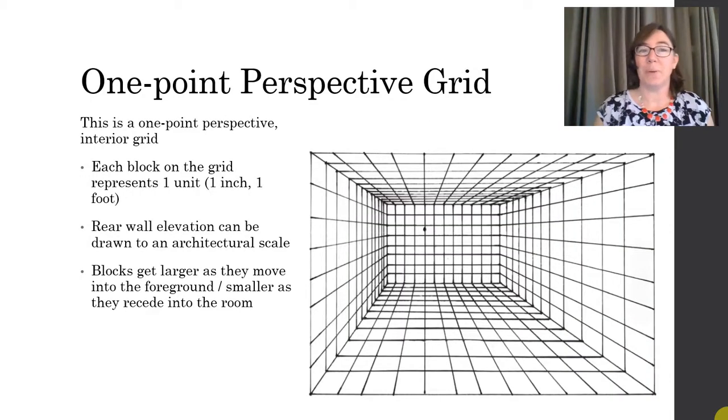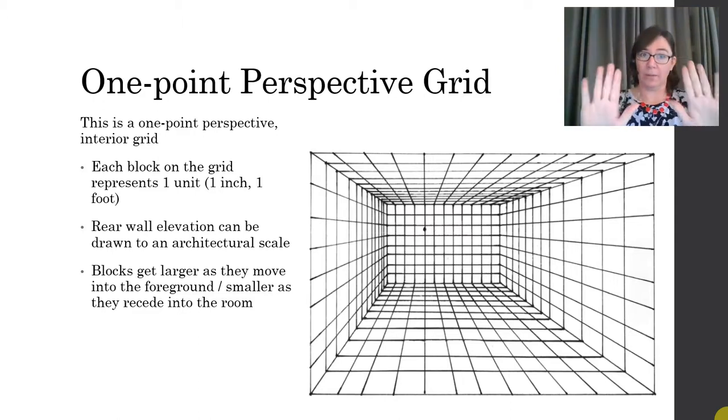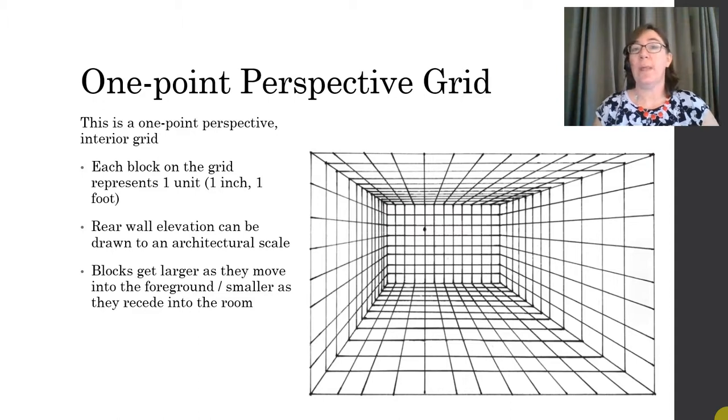First, let's review this one-point perspective interior grid. Remember that each block on the grid represents one unit, and the rear wall elevation that's looking directly at us can be drawn to a specific architectural scale. As the blocks move forward into the foreground, they get larger. As you move back into the rear of the room, they get smaller.